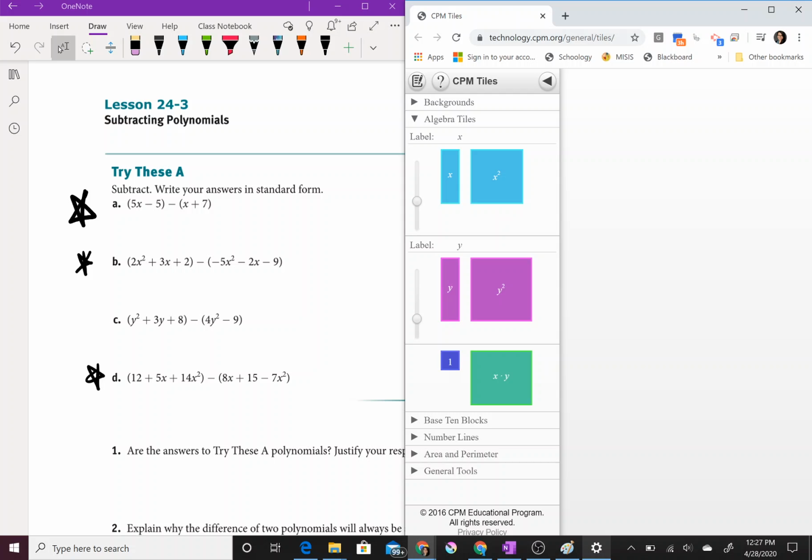So we're going to subtract these polynomials, and this one has 5x minus 5 minus x plus 7. So just remember, if you have this minus, you can think of it as adding its opposite. And adding the opposite of this group means that you need to have the opposite for all the terms in that group. So that's like distributing the negative.